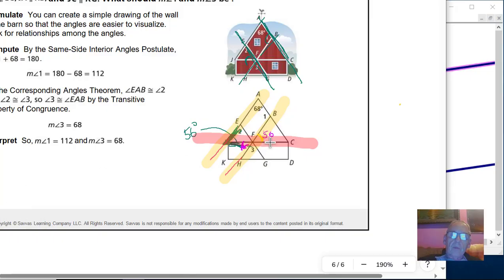Mark it. So we'll mark the angles that are congruent. So these two angles are congruent. These are congruent by corresponding. These two are going to be congruent because they're vertical angles. Now if we look at the parallel lines, using this as the transversal, these are alternate interior angles, which makes these congruent.